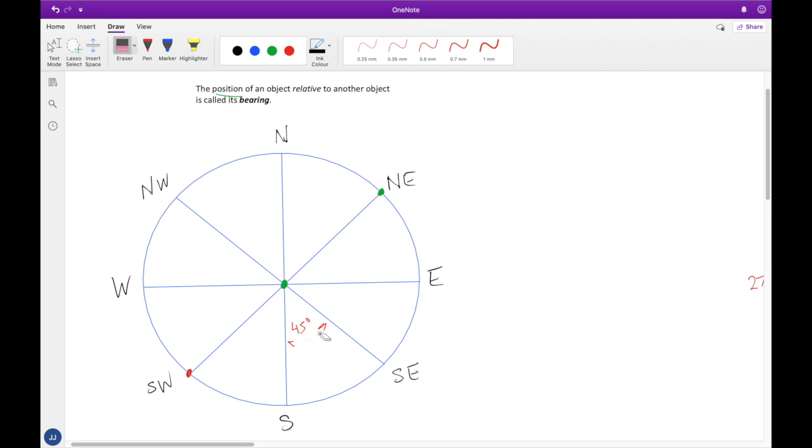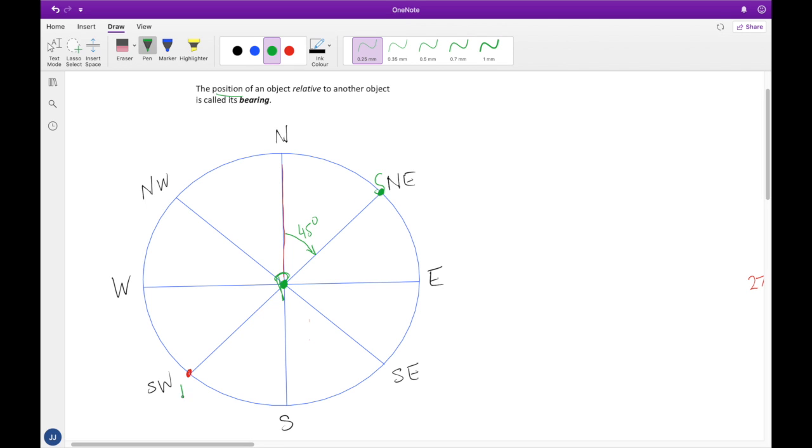Now there's one important thing that we need to know about bearings: the angle is always measured in a clockwise direction from the north line. So if I had a ship over here, let's call it the ship S, then for that ship from the port P in the center, I would measure my angle from the north line in a clockwise direction, 45 degrees. So that ship is on a bearing of 045 degrees to the northeast of the port.